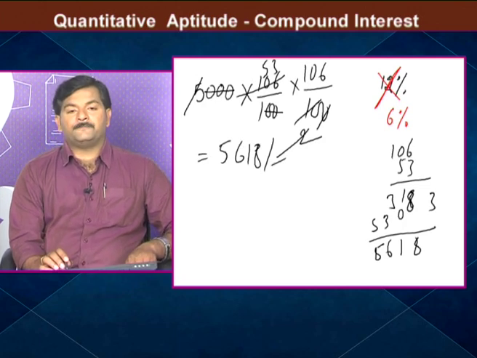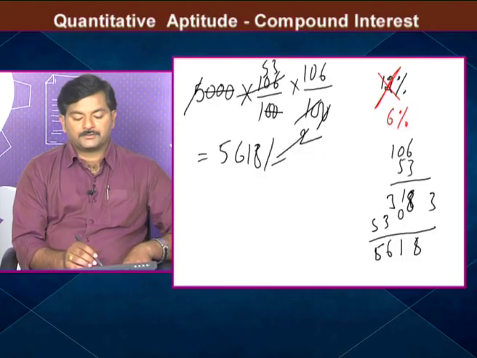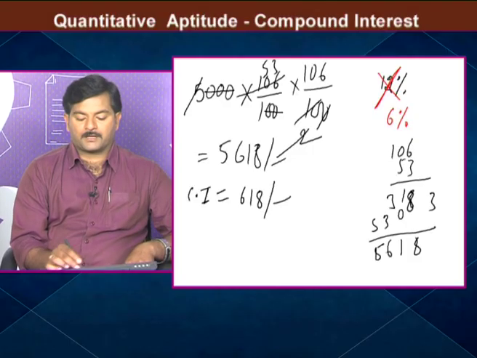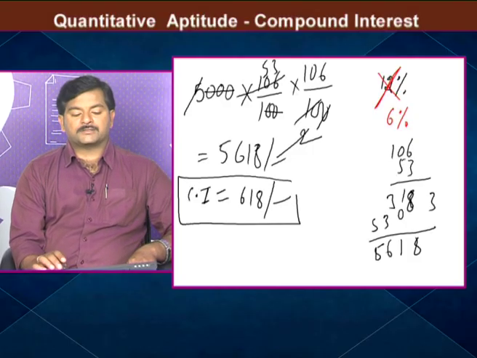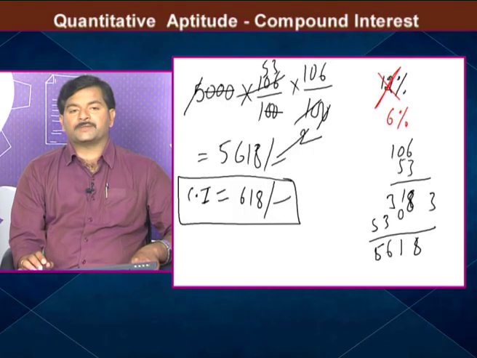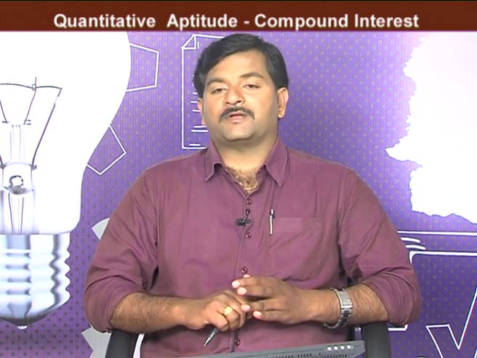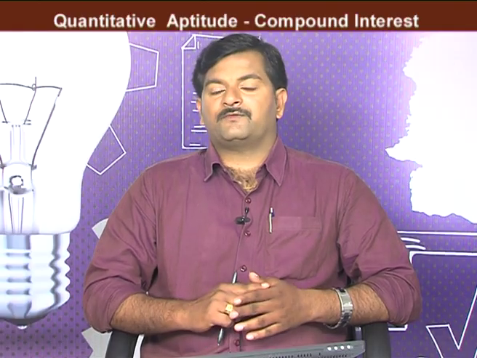But what did he ask you to find? He asked you to find only compound interest. So we require only compound interest, not the amount. Hence the answer, what am I getting? 618 rupees. I hope you understood. So the main concept in this question is that the rate of interest given is 12%, but you should not take 12%. You should take only 6%. Why? Because interest is compounded every half year. So for yearly 12%, for half yearly 6%.